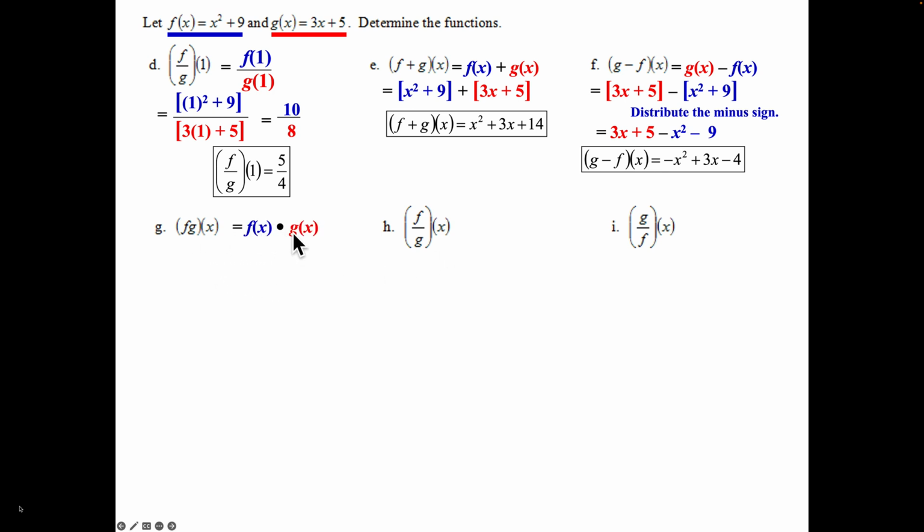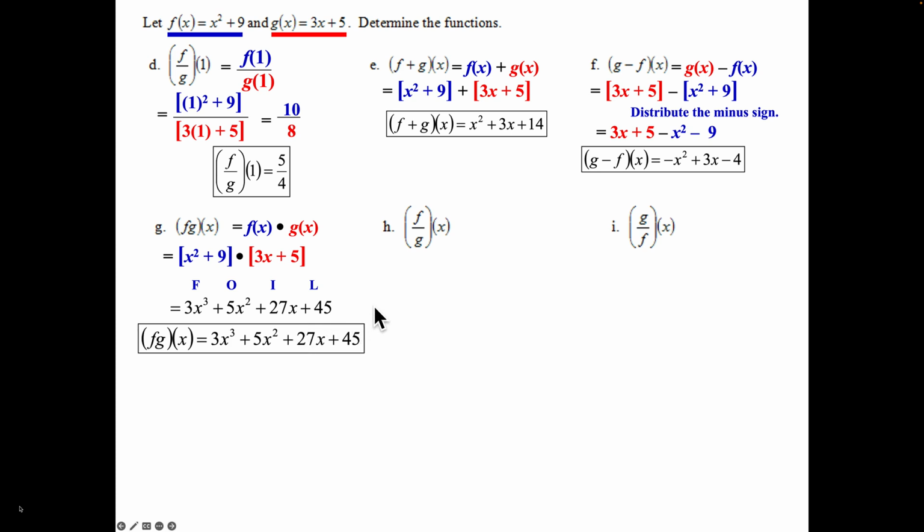f of x times g of x. Here we're going to take these two binomial functions and we're going to FOIL it. x squared times 3x will be 3x cubed. x squared times 5 will be 5x squared. 9 times 3x, 27x. 9 times 5, 45. No like terms to combine. That's our final answer.